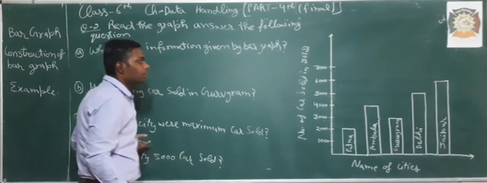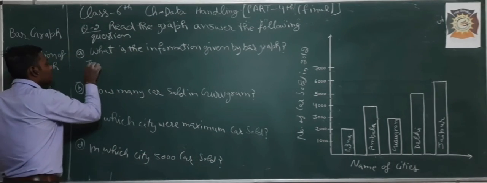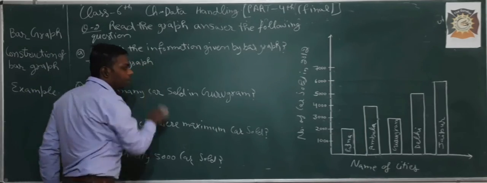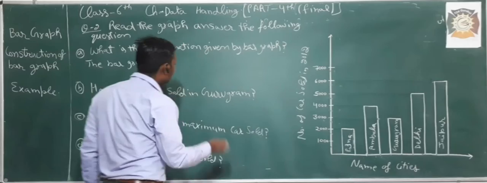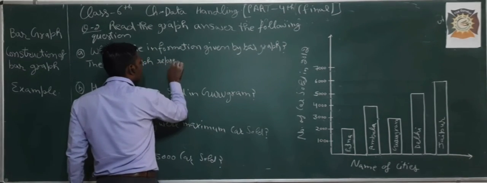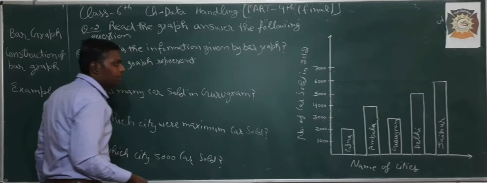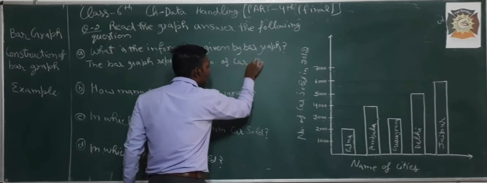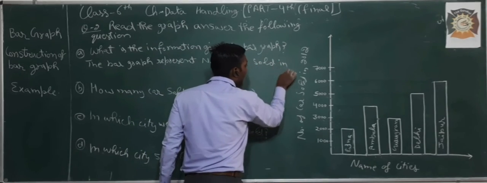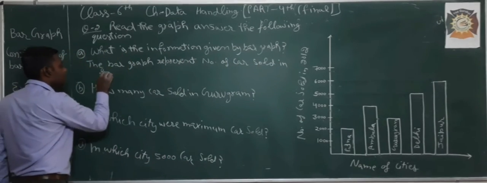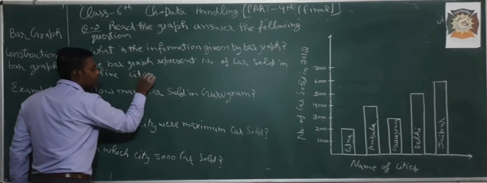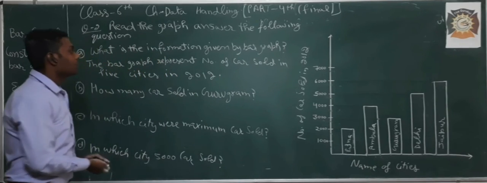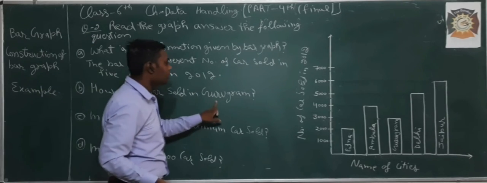The bar graph gives the information. The bar graph represents the number of cars sold in 5 cities in 2012. Next question: how many cars were sold in Gurugram?